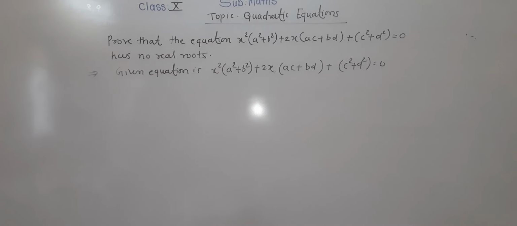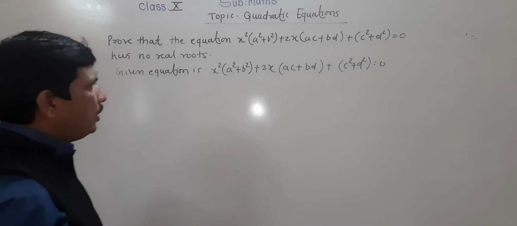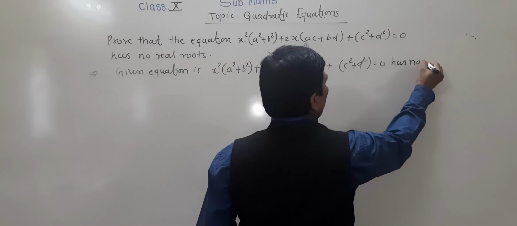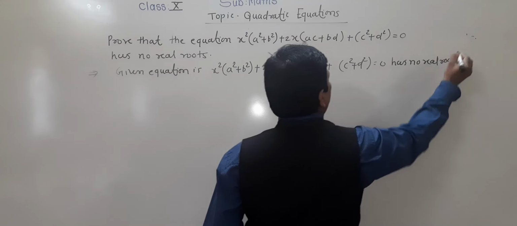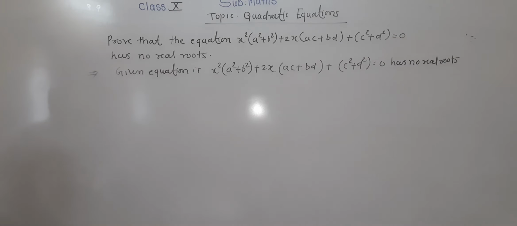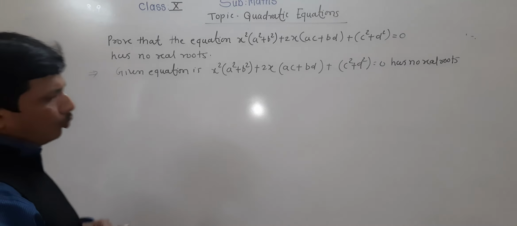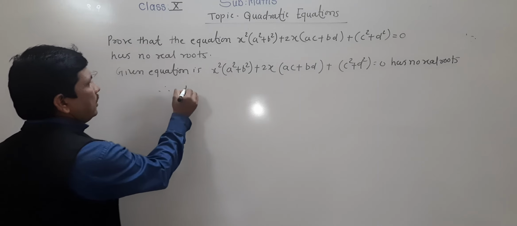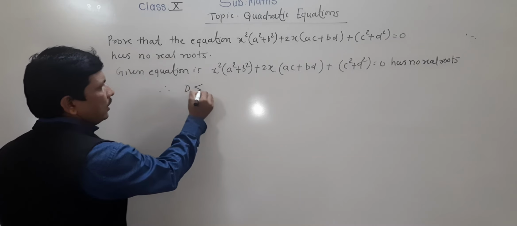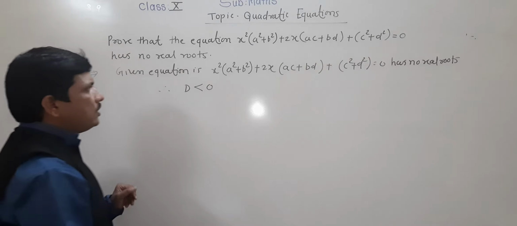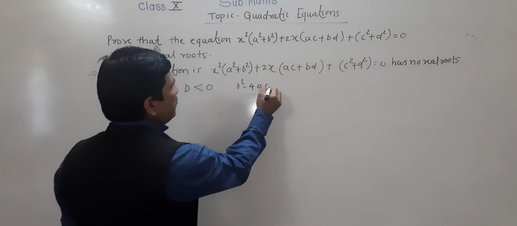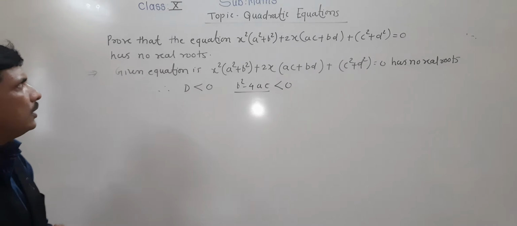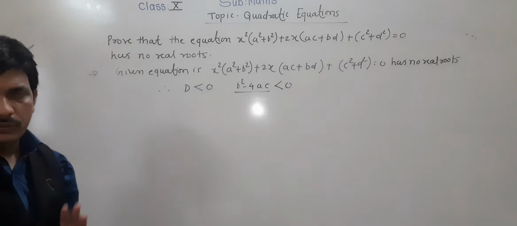Okay, and what they have told us is that the given equation has no real roots. The equation does not have real roots. So this is given, the nature of the roots is given, no real roots. No real roots means what? The discriminant D is smaller than 0, that means b square minus 4ac is smaller than 0. So we have to find out this one. b square minus 4ac is smaller than 0. So that we have to prove.